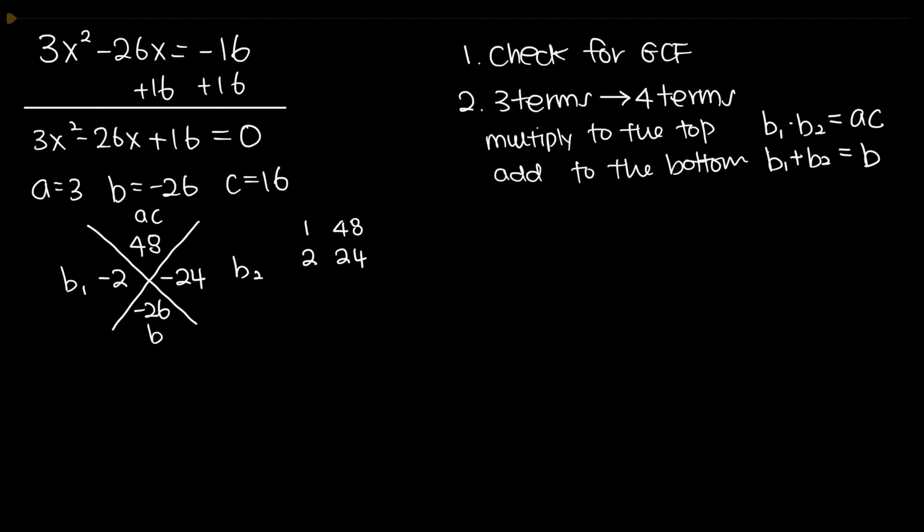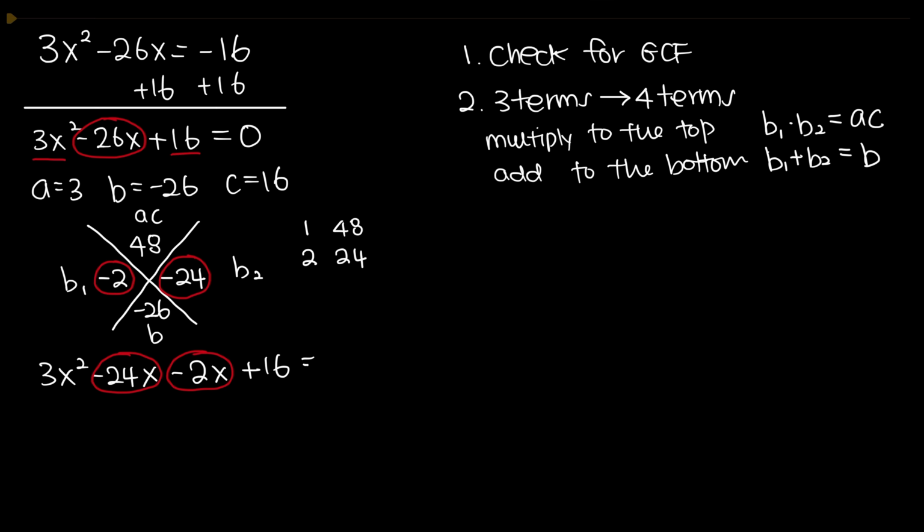So when I split up the negative 26 into 2 terms, we're going to have 3x squared. You can either have 24 or 2 first. I'm going to choose to have negative 24x first: minus 24x minus 2x plus 16. Again, those 2 numbers are here with the x. The rest of them we got from 3x squared and 16 here. And of course, it has to equal 0. If you don't let it equal 0, we cannot solve.